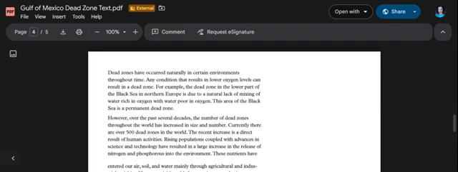However, over the past several decades, the number of dead zones throughout the world has increased in size and number. Currently, there are over 500 dead zones in the world. The recent increase is a direct result of human activities.